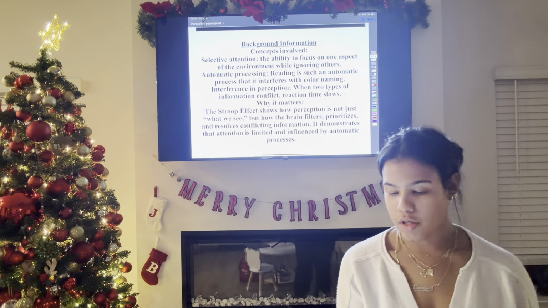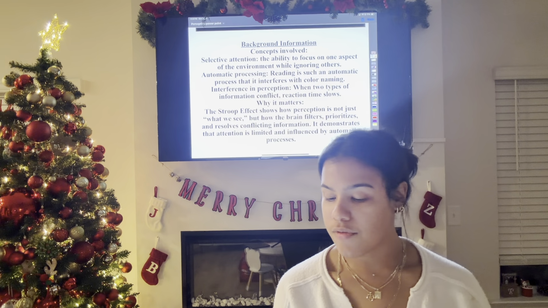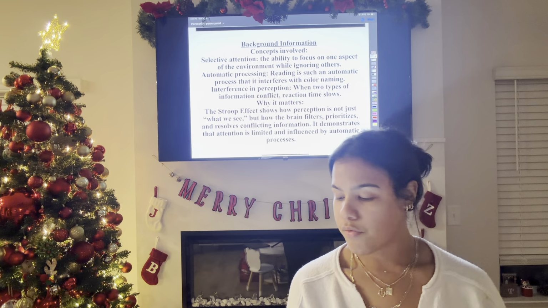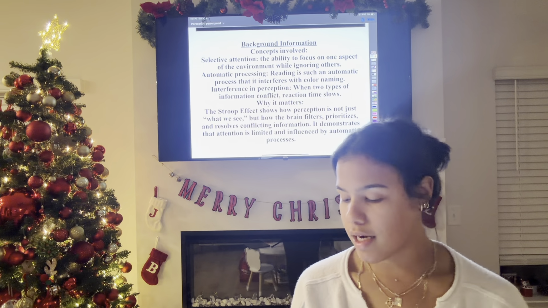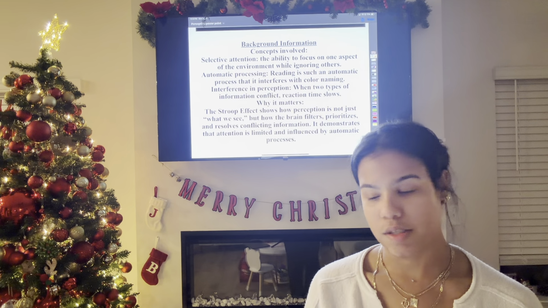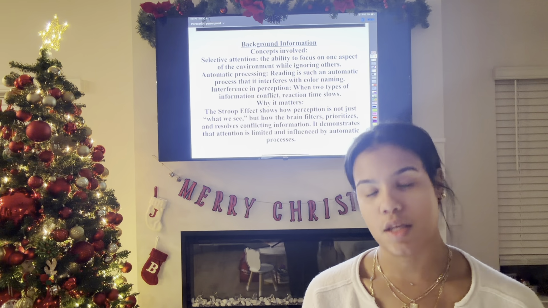Concepts involved were selective attention, the ability to focus on one aspect of the environment while ignoring others. Automatic processing: reading is such an automatic process that it interferes with color naming. And interference in perception: when two types of information conflict, reaction time slows.